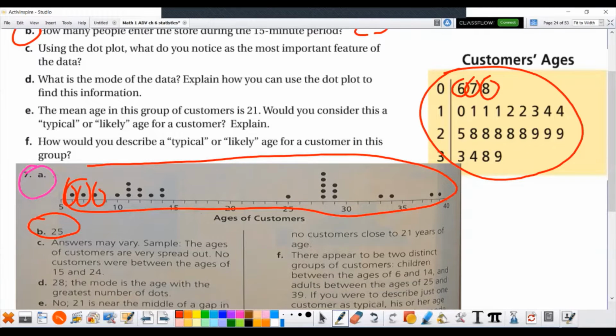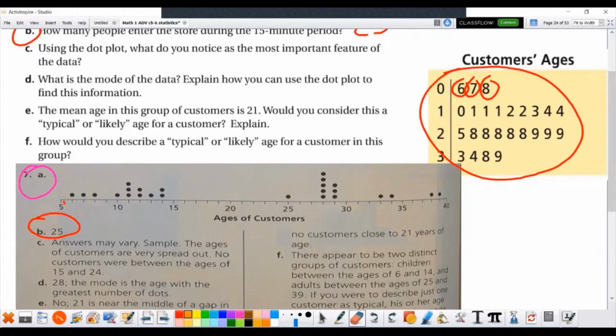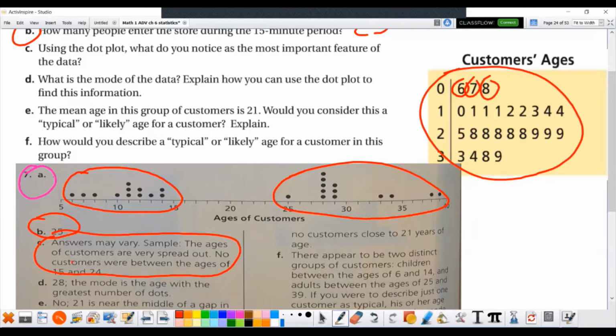What's the most important feature? One thing I noticed about this data is that everybody's either over here or over here. There's nobody in the middle. That's missing. Of course, as the book says, answers may vary. The ages of the customers are very spread out. No customers were between the ages of 15 and 24.